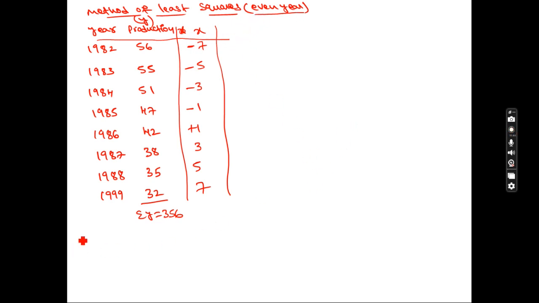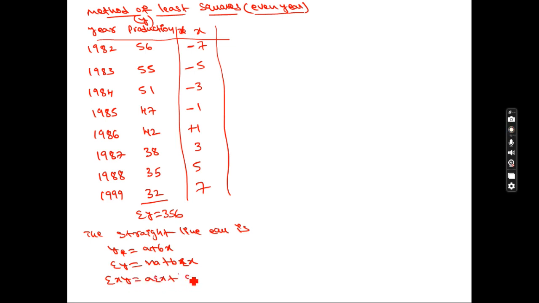After this, you already know the straight line equation: y is equal to a plus bx. Applying the summation on both sides, it becomes summation y is equal to na plus b summation x. Applying the summation xy on both sides, it becomes summation xy is equal to a summation x plus b summation x square. If summation x is equal to 0, then the equations become a is equal to summation y by n and b is equal to summation xy by summation x square. These are the two formulas. We have to find the values of a and b and replace them in the straight line equation. You will get the trend line equation.